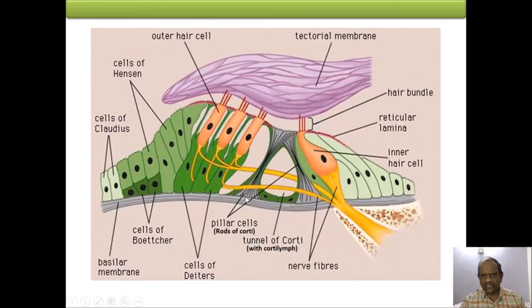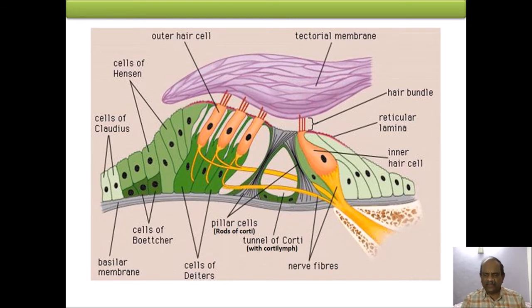Just look at this figure. You will find that these pillars are what we call the rods of Corti. One is the outer part and one is situated at the inner portion, and this space is called the tunnel of Corti, which is filled here with the Corti lymph.